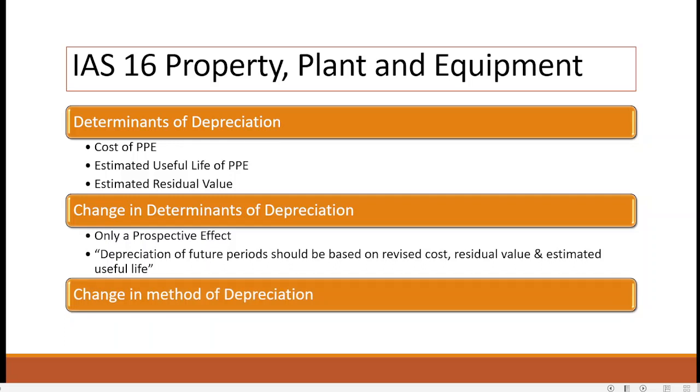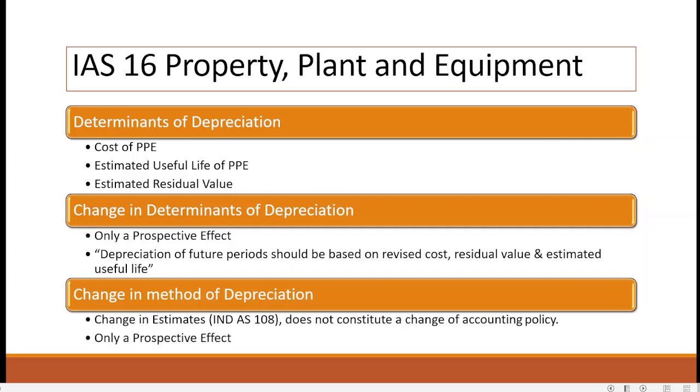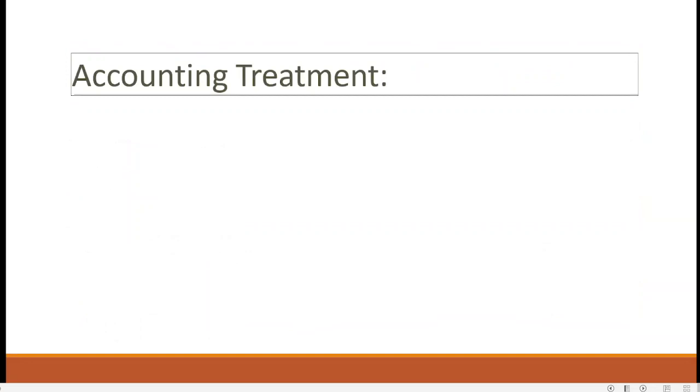Change in the method of depreciation, then you have to change in the estimates, or also it does not constitute a change in the accounting policy, so it's going to be a prospective effect. So that's as per the accounting standards in the change of estimates. There's a similar accounting standard in IAS, IFRS as well, which says that if there is a change in estimate, or the depreciation method change, then it's also going to be a prospective change.